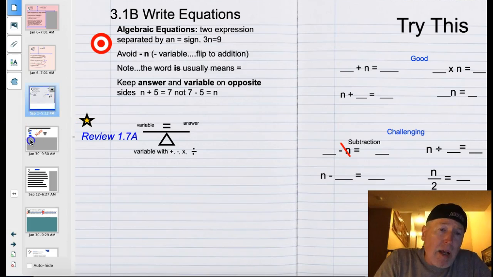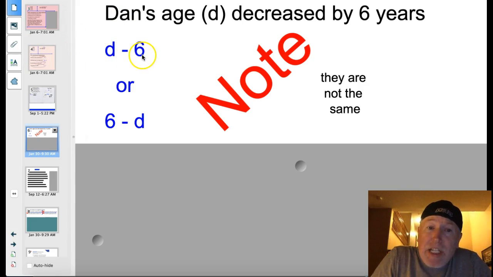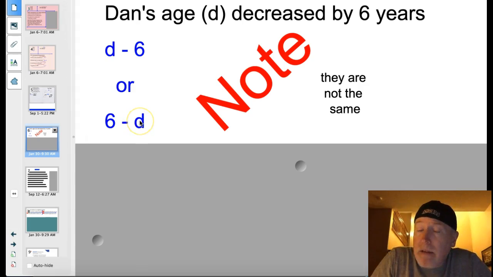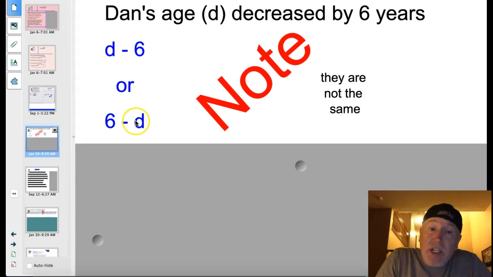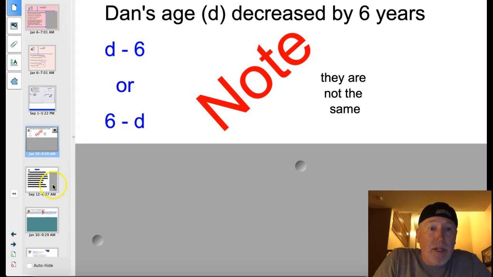Note, d minus 6 and 6 minus d are different things. This is d decreased by 6, and this is 6 decreased by d. These are not the same. We talked about that yesterday. So Dan's age d decreased by 6 is this one. This is 6 decreased by Dan's age. This would be 56 minus 6. This one is going to be 6 minus 56 if my age is 56. Right? Okay, don't tell your parents that. They'll think I'm too old.